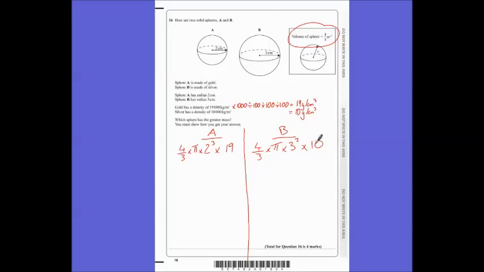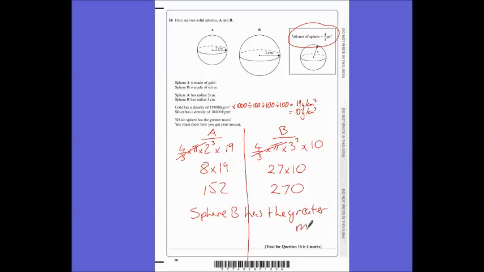Now, because we're only after comparing the masses, we can just divide through this. I can get rid of the 4/3 pi on both sides, because I'm only after comparing whether one's bigger or smaller. I don't actually need the actual mass. So 2 cubed is 8 times 19, and on this side 3 cubed is 27 times 10. So 8 times 19 is 152, and 27 times 10 is 270. So even though this isn't the actual masses, we do know that sphere B must have the greater mass.